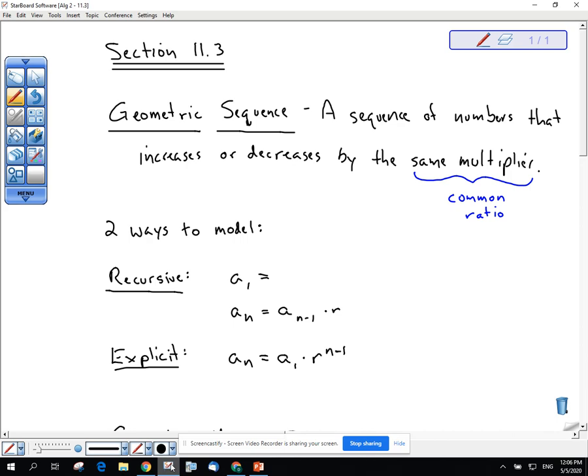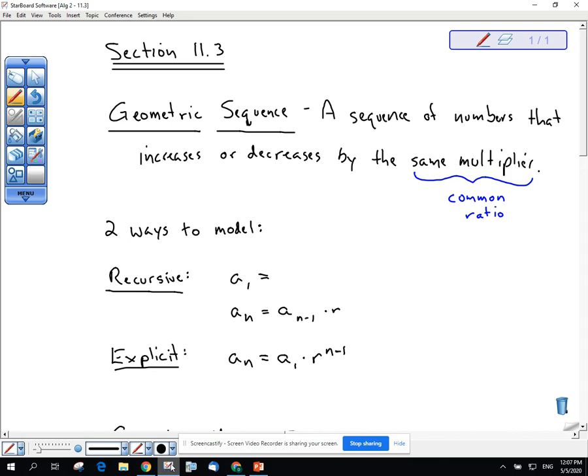Algebra 2, Section 11.3, Geometric Sequences. Starting with a definition of geometric sequence, it's a sequence of numbers, or a list of numbers, that increases or decreases by the same multiplier. We've seen this, we saw examples of these in Section 11.1. The name of that multiplier that I'm talking about is called the common ratio.